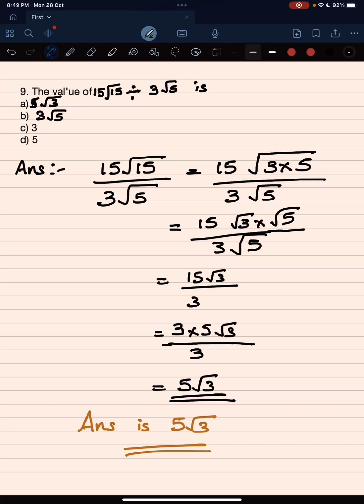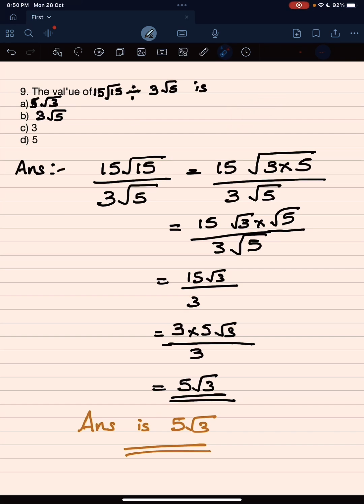The question is, it's the ninth question. The value of 15 root 15 divided by 3 root 5 is. We have to find the value of this. So 15 root 15 divided by 3 root 5 is equal to 15 and here root 15. So how can we expand root 15? The factors of 15 are 3 and 5, right?